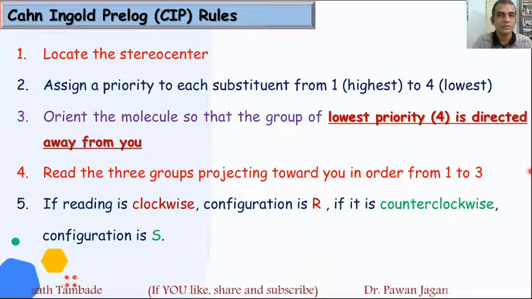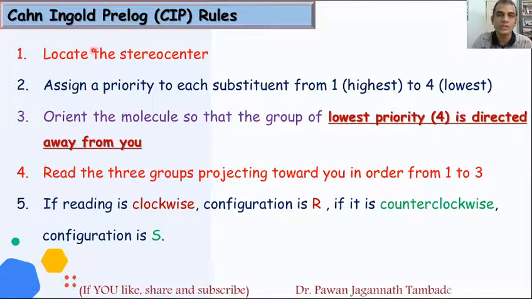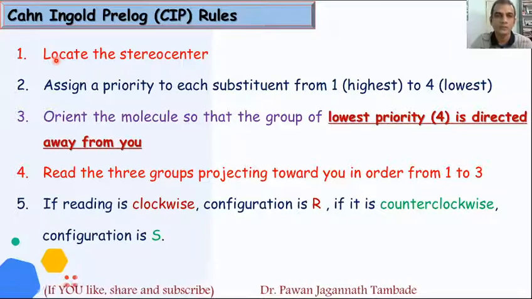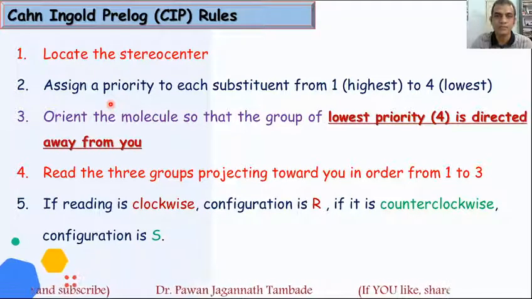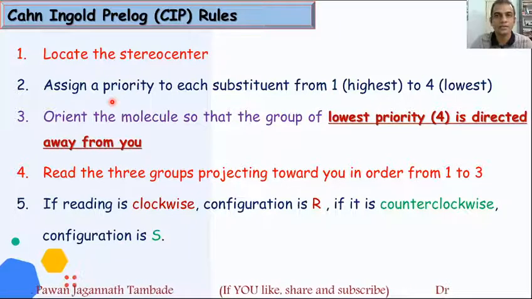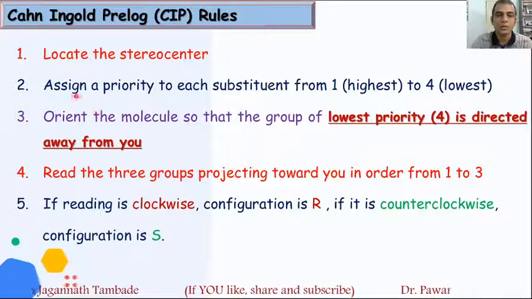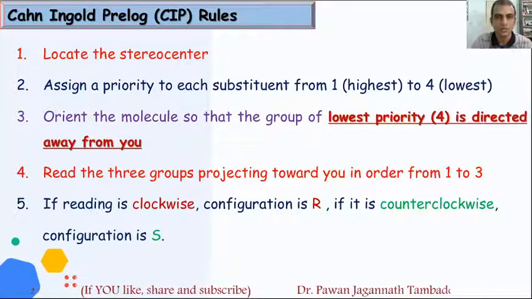So the CIP rule says that first of all, we need to find out the stereocenter present in the given molecule. Then assign priority to each substituent from highest to lowest priority, that is from 1 to 4. And we also saw the rules according to which we can assign priority to atoms or groups attached to the chiral center. Later on, orient the molecule so that the group of lowest priority is directed away from the observer.